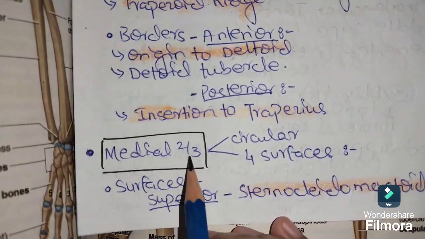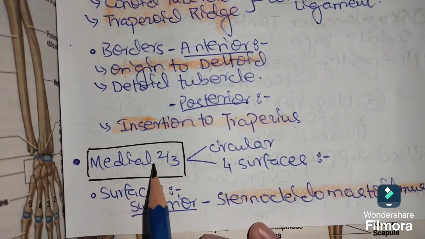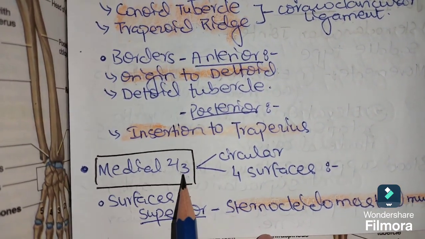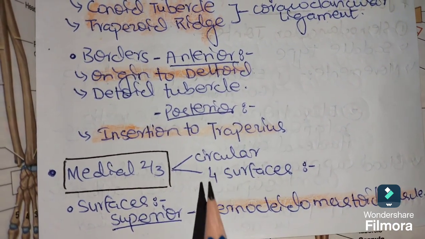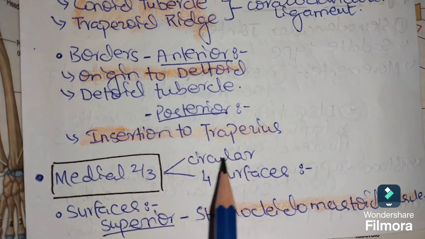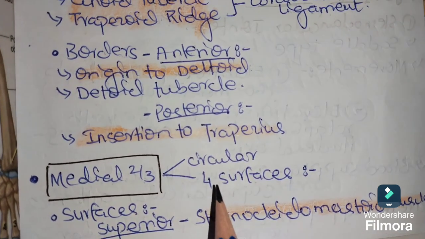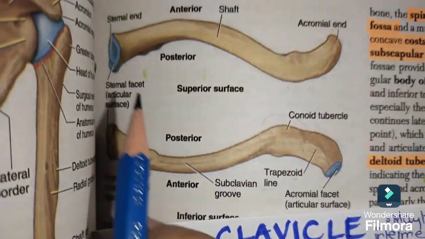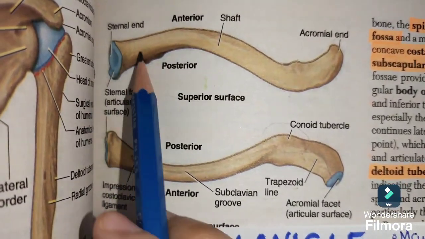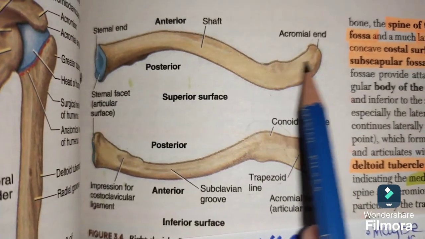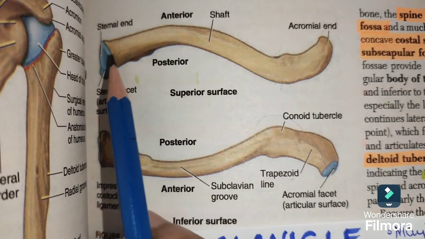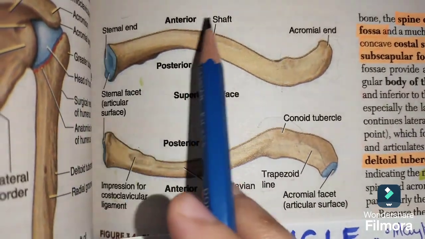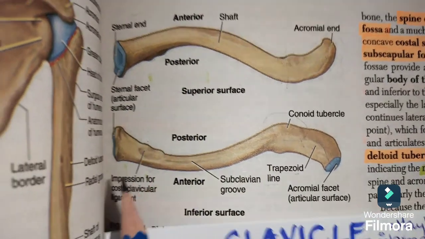Now let's talk about the medial 2/3 of the shaft of the clavicle. The medial 2/3 or the sternal end is circular in shape, or it is like a broad end which is circular in shape, and it consists of 4 surfaces. Again, you can see in the diagram that the sternal end is the broad end. Here the end appears to be flattened, and the sternal end or the medial 2/3 is broad and circular in shape.